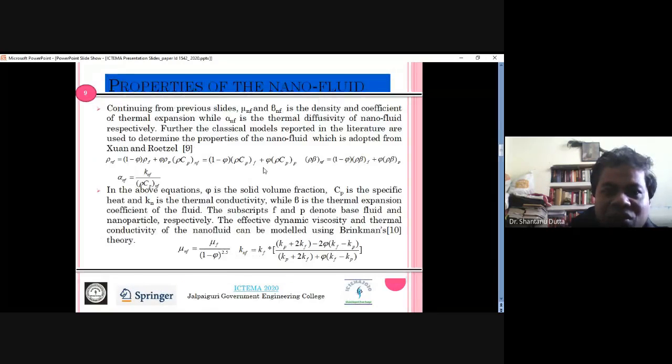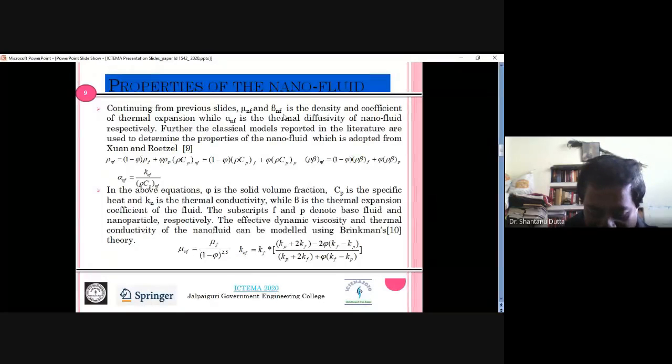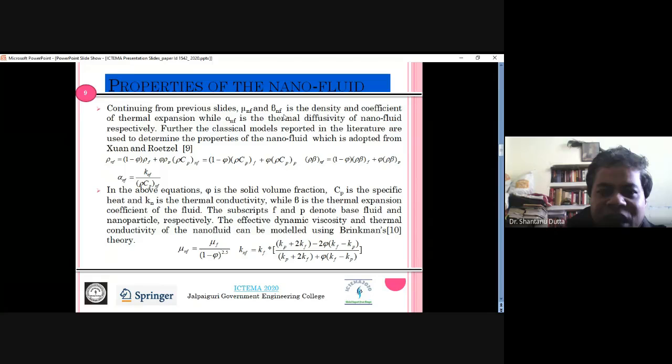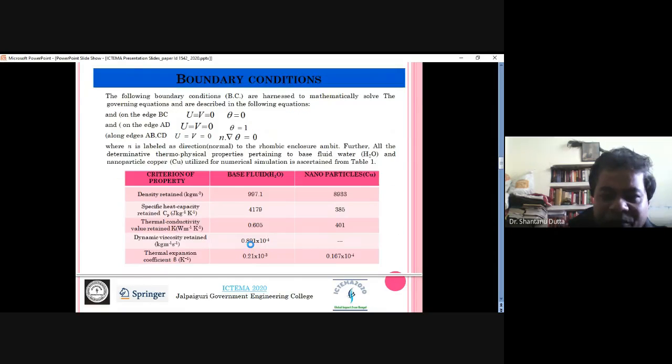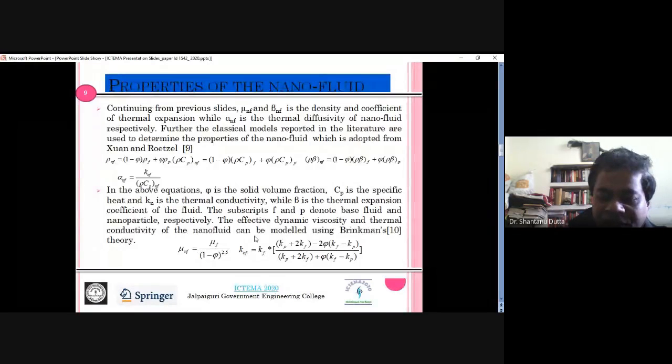Continuing from the previous slide, rho_nf and beta_nf are the density and coefficient of thermal expansion, while alpha_nf is the thermal diffusivity of the nanofluid, respectively. This is adopted from Juan and Rotzel. The effective dynamic viscosity and the thermal conductivity of the nanofluid were modeled using Brinkman's model, so this is mu_nf and k_nf. And f and p here denote the base fluid and the nanoparticle, respectively.